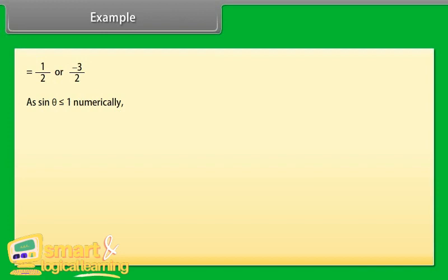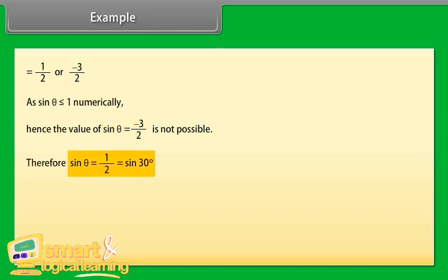As sin θ is less than or equal to 1 numerically, the value sin θ = −3/2 is not possible. Therefore, sin θ = 1/2 = sin 30°. So, θ = 30 degrees.